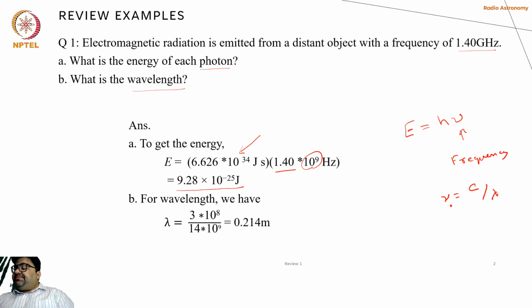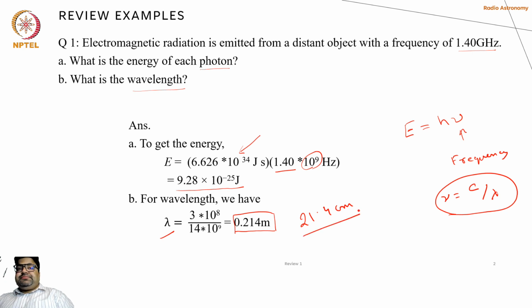The next one is, given the nu, we have to find the lambda. So use the second formula, and you just derive it. It is 0.214 meter, or we can say 21.4 centimeter. So this should be very easy for you to tackle. Let's go to the next one.